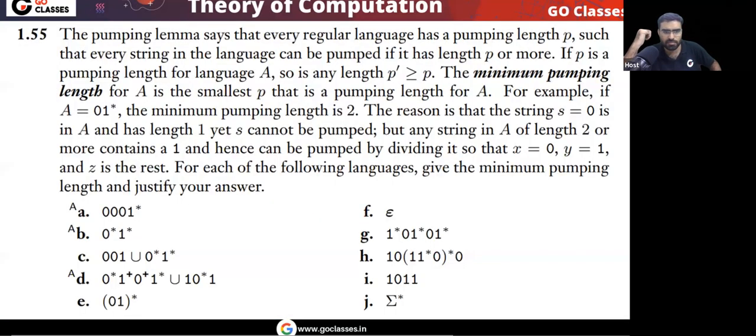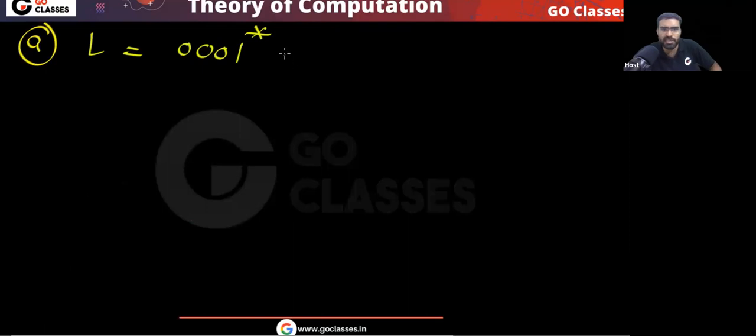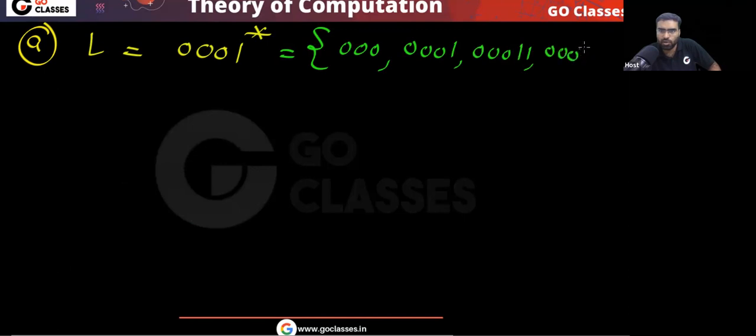This is your language 1. Okay. First you understand the language and then you find the minimum pumping length. First you understand the language. Your language is this: 000, then 0001, then 00011, then 000111, and so on.